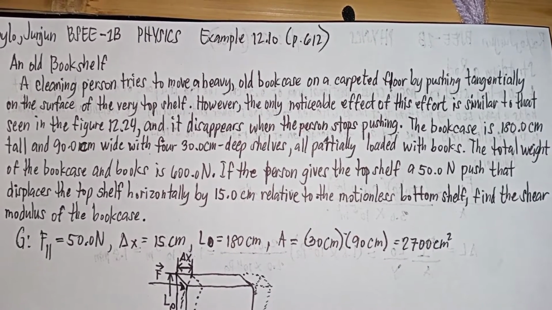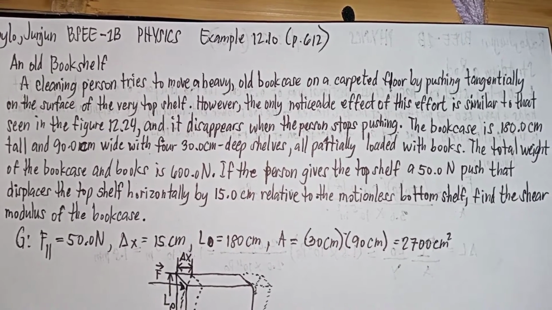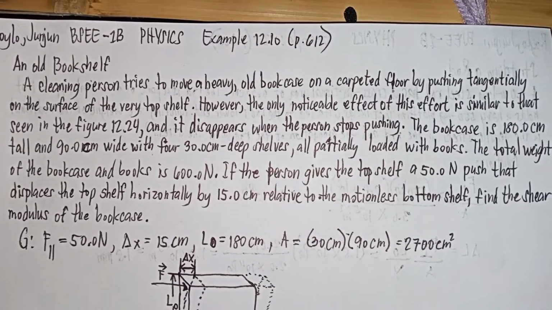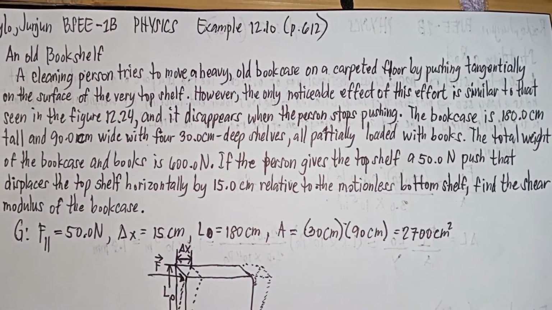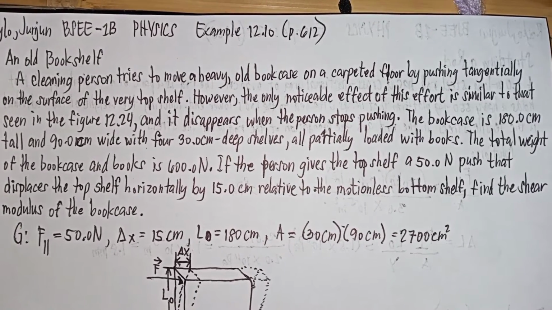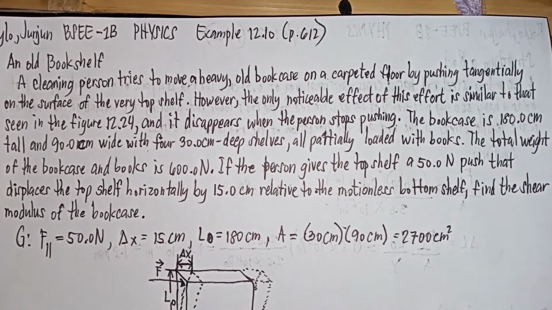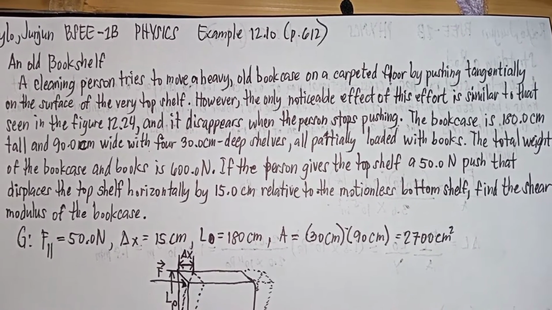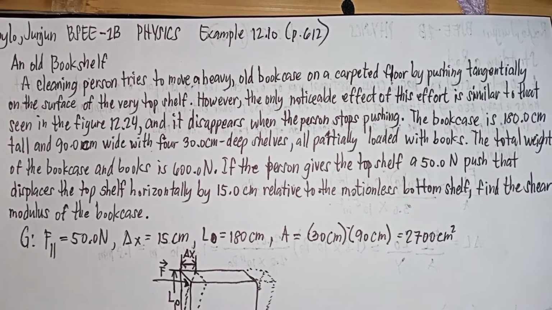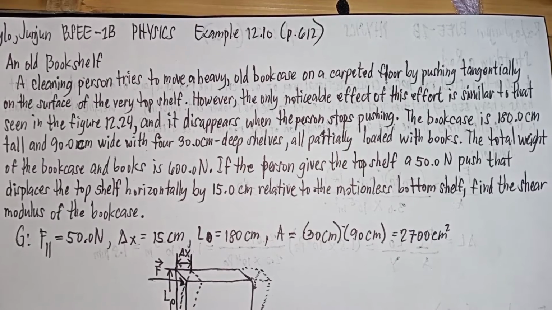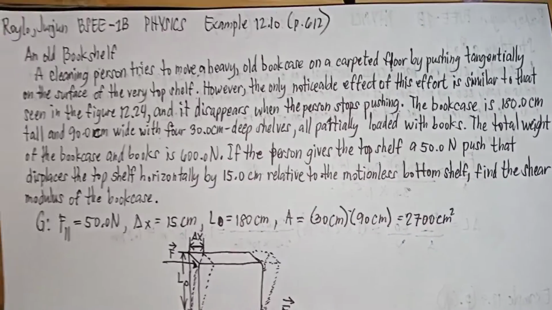The bookcase is 180 centimeters tall and 90 centimeters wide, with 4 shelves 30 centimeters deep, all partially loaded with books. The total weight of the bookcase and books is 600 newtons. If the person gives the top shelf a 50 newton push that displaces the top shelf horizontally by 15 centimeters relative to the motionless bottom shelf, find the shear modulus of the bookcase.